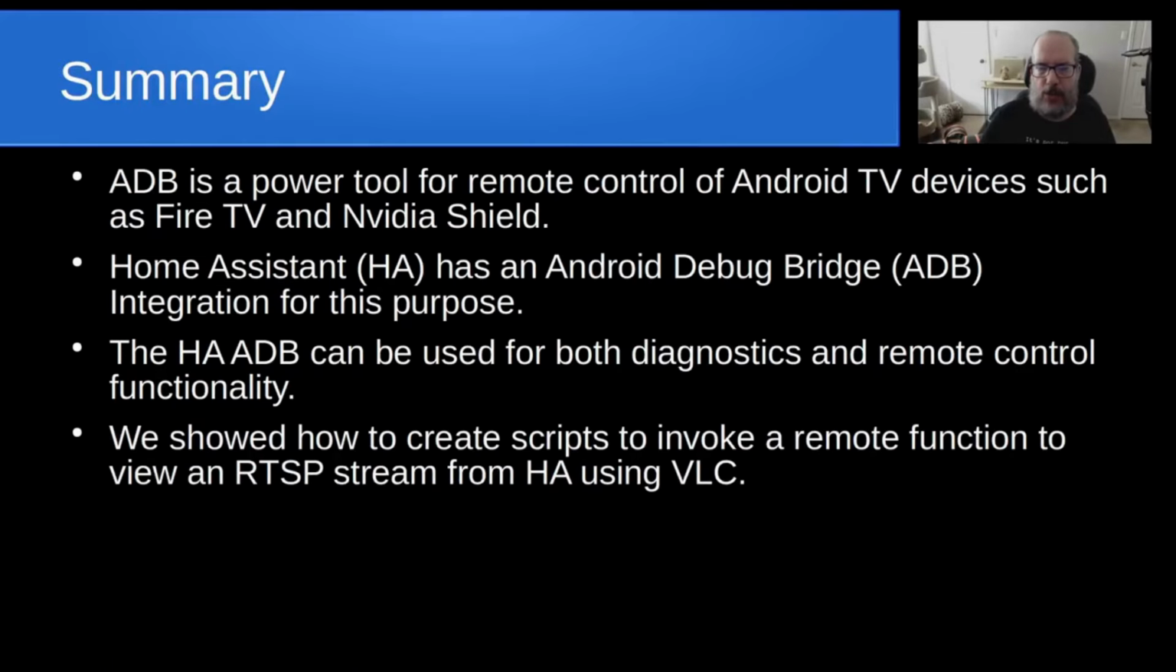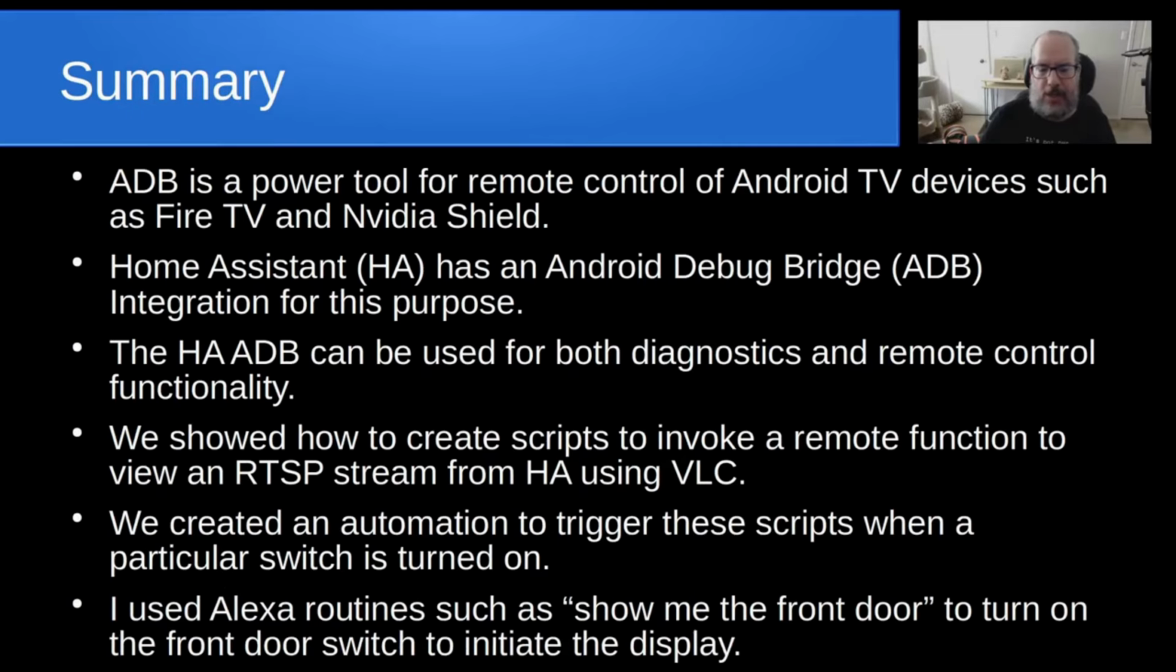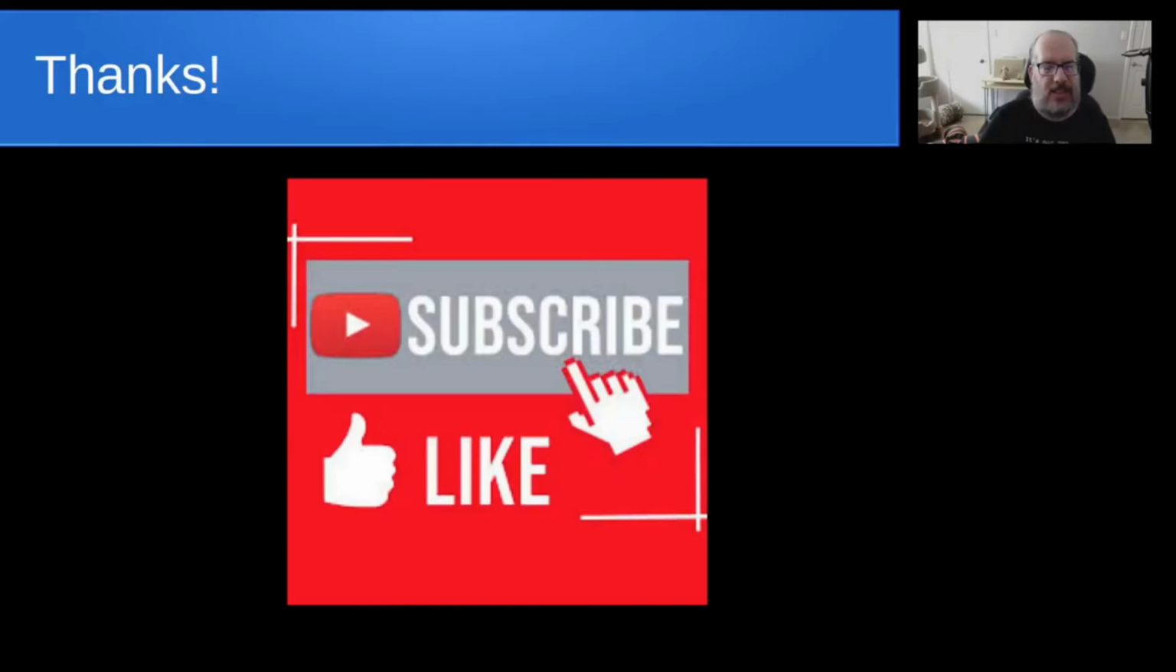And we showed how to create scripts to invoke a remote function to view an RTSP stream from Home Assistant using VLC. And we created an automation to trigger these scripts when a particular switch is turned on. And I used Alexa routines such as show me the front door to turn on the front door switch to initiate the display.